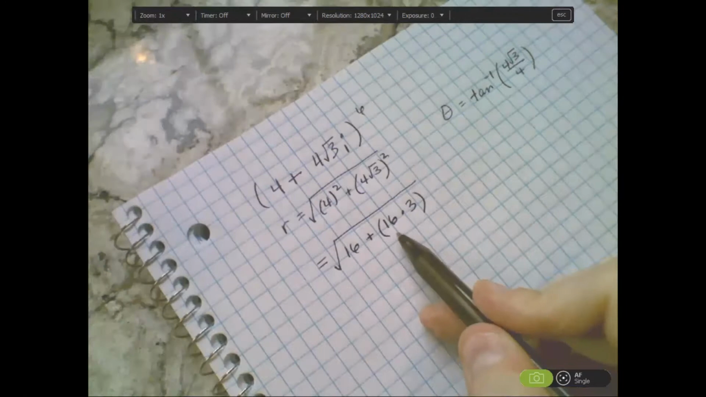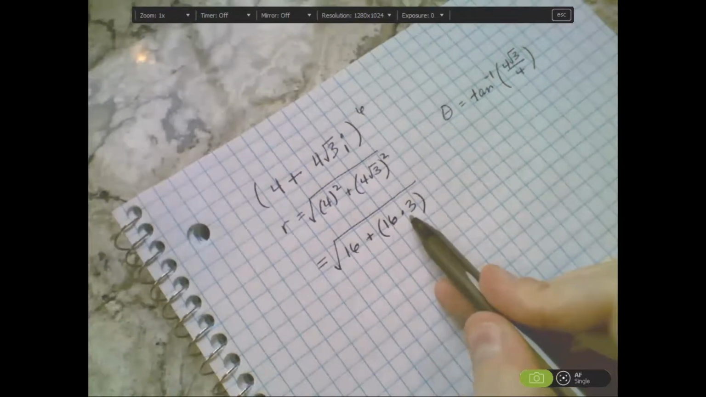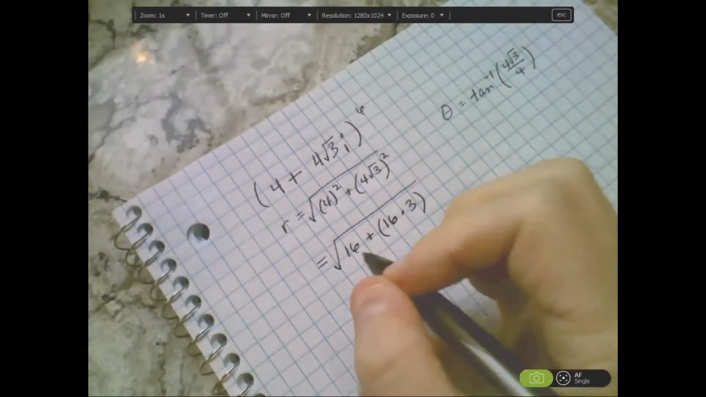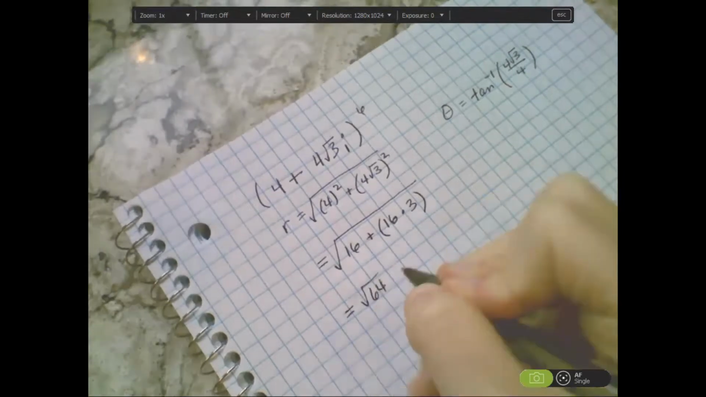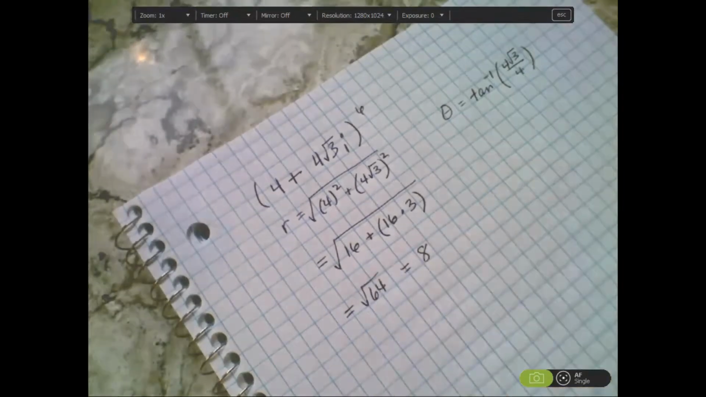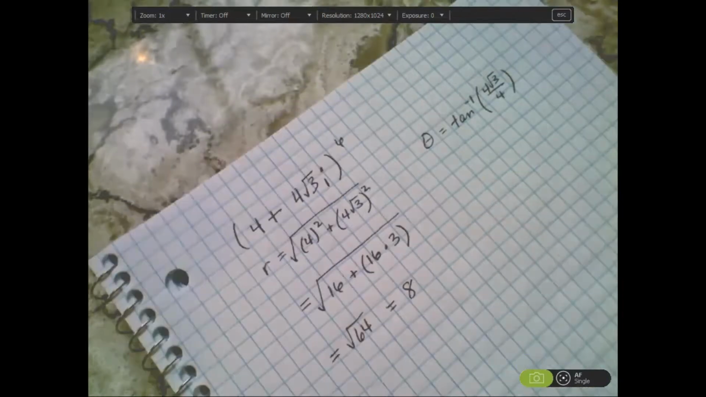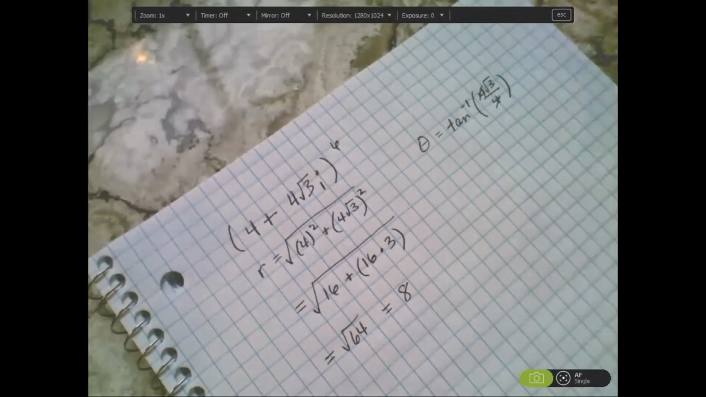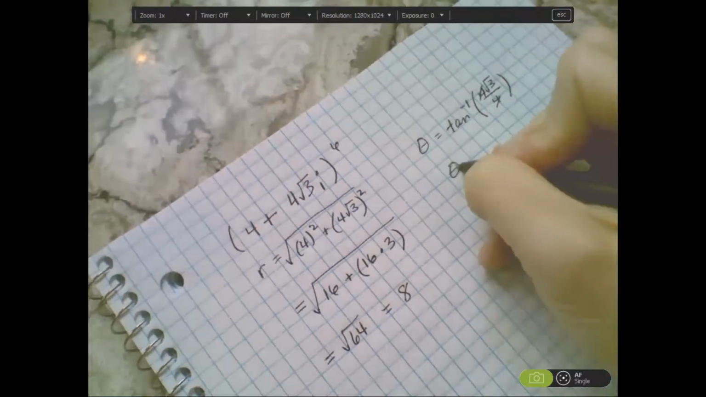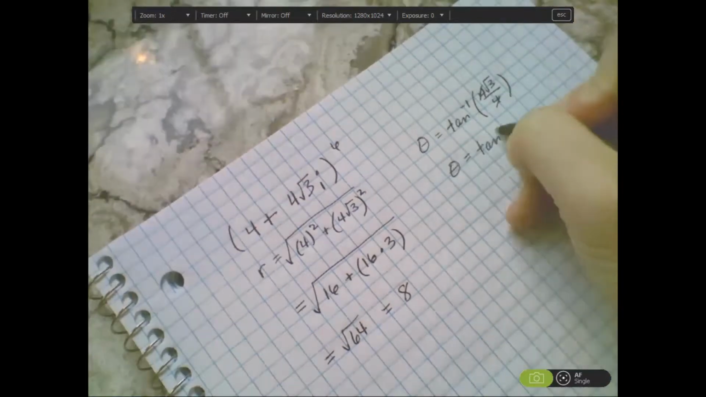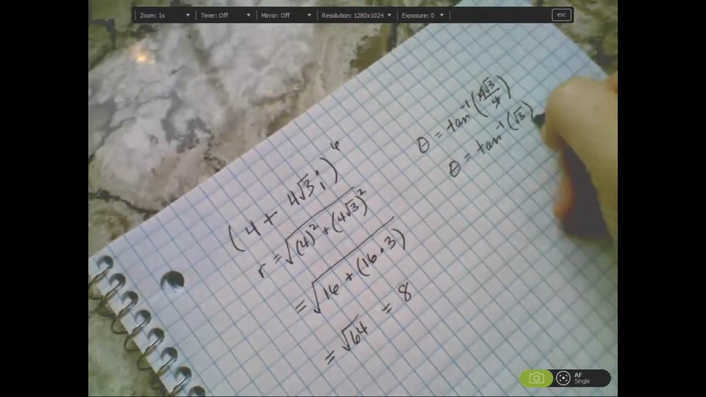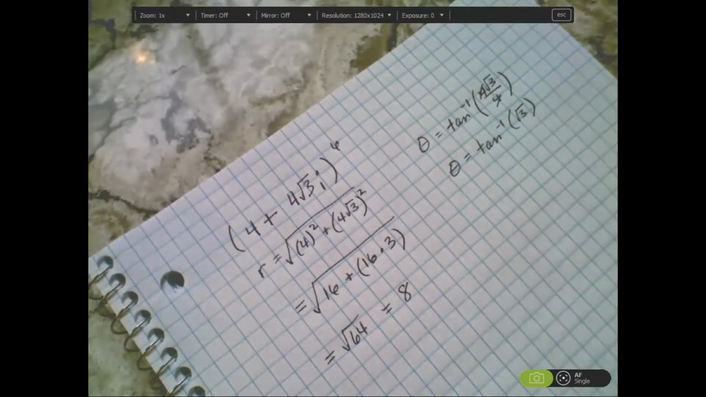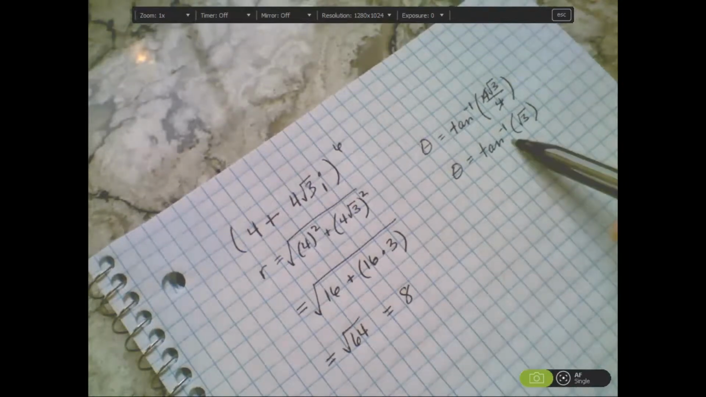So this is going to end up being 48 plus another 16 is 64, which is going to give us 8 as our R value. Over here, my 4's are going to cancel. So I have to think about where am I going to find a place on the unit circle that has a tangent of root 3. And again, I have to make sure that I'm thinking about the proper quadrant.